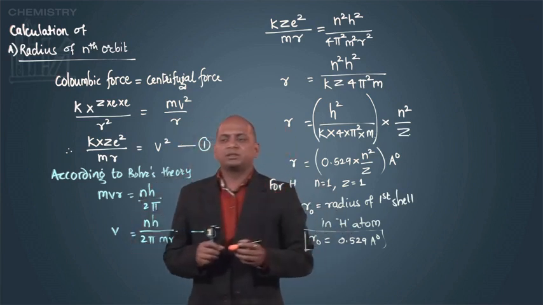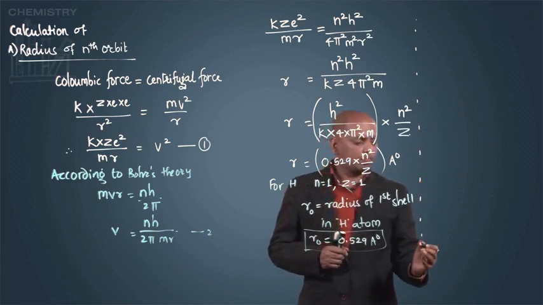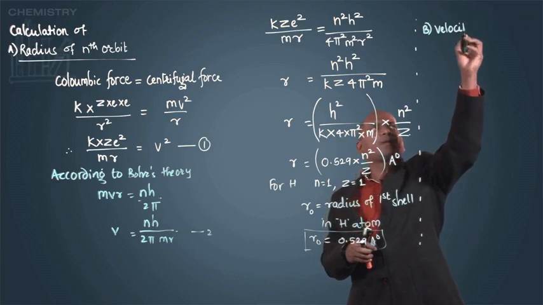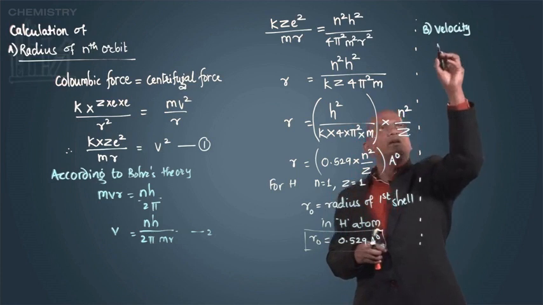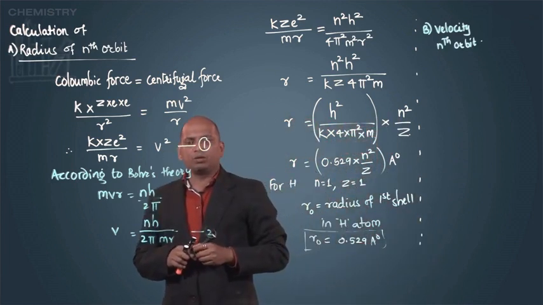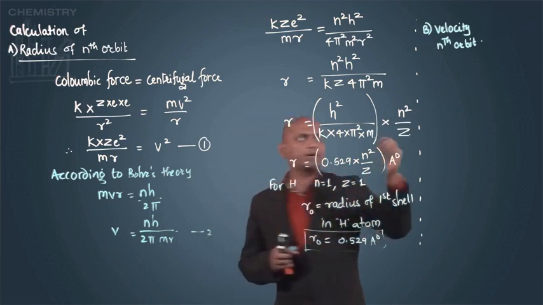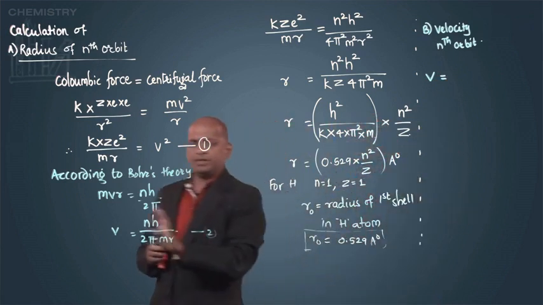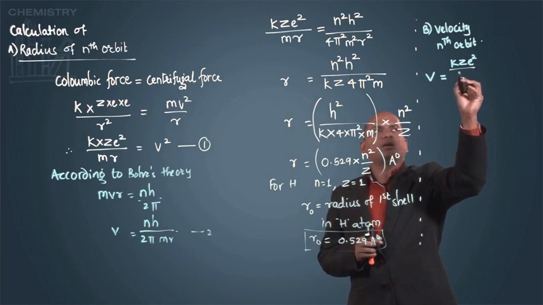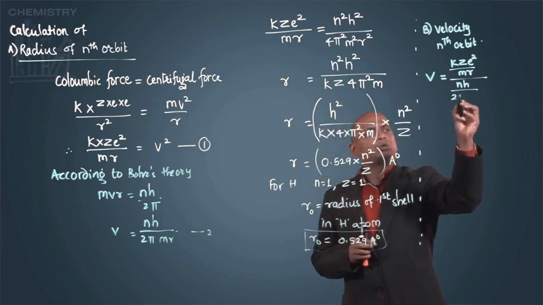Now from this we can calculate velocity. How can we do that? The second thing is the velocity of the electron present in the nth orbit. If we divide equation 1 by 2, what are we getting? V is equal to K Z E square upon MR divided by NH upon 2 pi MR.